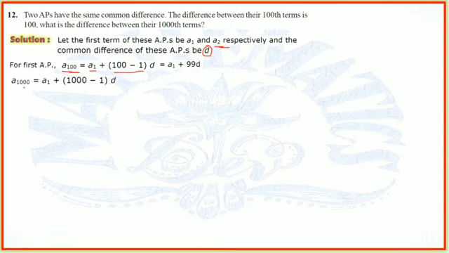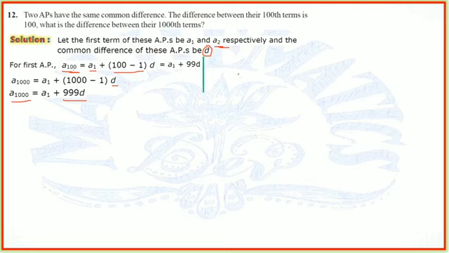And the thousandth term of the first AP is A1 plus 1000 minus 1 into D. So let us take the first AP both, then we'll go for the second AP. So the thousandth term is equal to A1 plus 999D. So we got the 100th term and the thousandth term for the first AP.